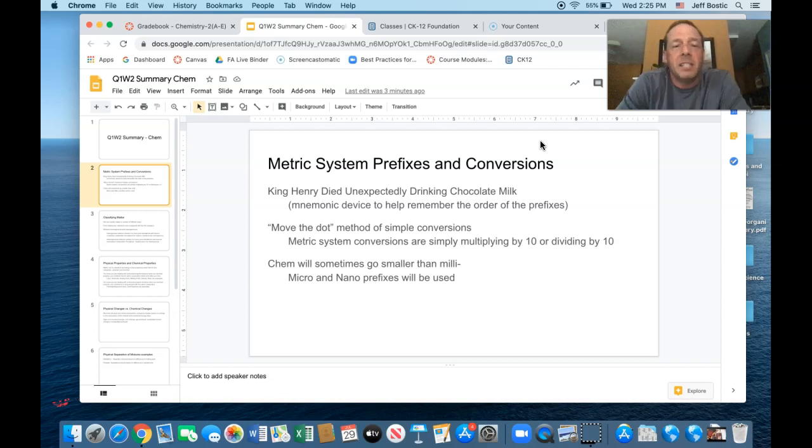And then we did some practice of the moving the dot method, where we started counting jumps, counting left or right. We jump the decimal point however many jumps it took in the direction that we were moving, left or right. But we stressed that every time we jump that decimal, it's the same as multiplying by 10 or dividing by 10. And then for chemistry, we also talked about there's something beyond milli. We talked about micro and nano and how micro's symbol is a Greek letter. It looks like a U with a tail on the front.